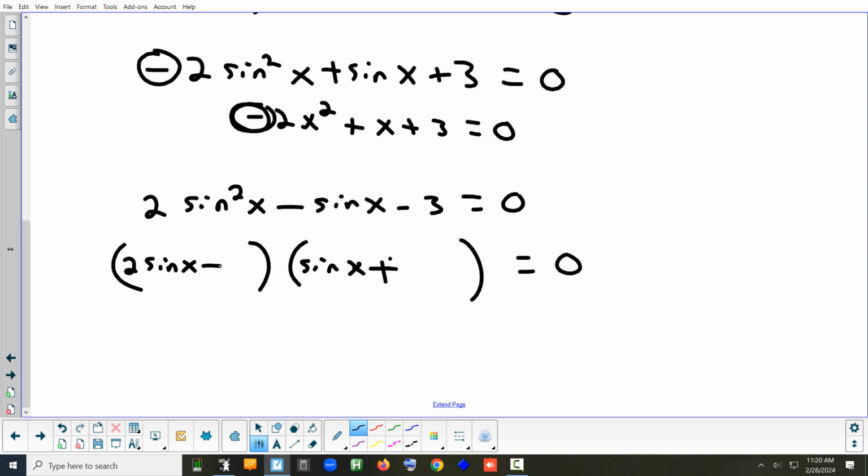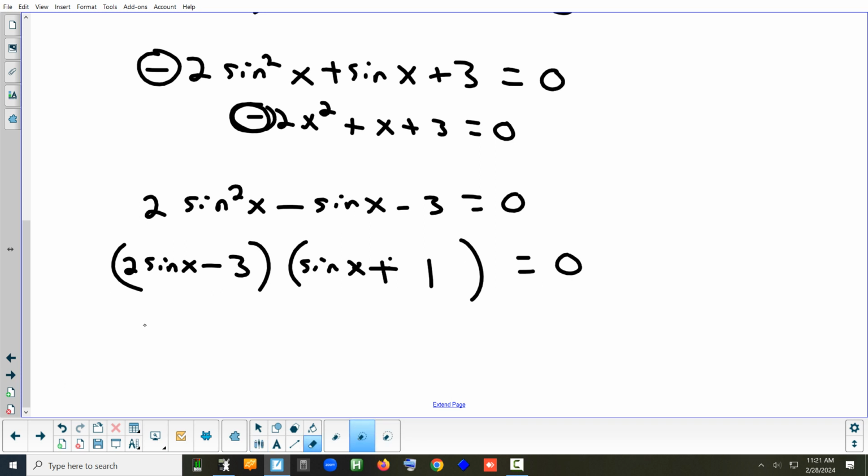And now, what about 2 numbers that multiply to give me 3? 3 and 1. Let's check it. So 2 sine x times sine x is 2 sine squared. 2 sine times 1 is 2 sine x, minus 3 sine x. What's 2 sine x minus 3 sine x? Negative sine x. Perfect. So we factored.